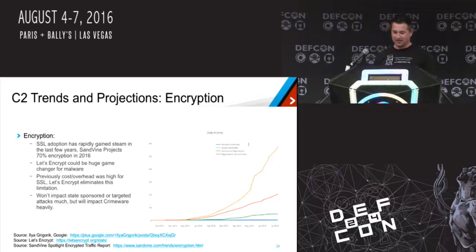Because they say, hey, I can now, in an automated fashion, get legit SSL certs that the client is going to trust for free. And I can just burn them, just like a domain name, just kind of rifle through them. So while I don't think that this will have much of an impact on state-sponsored malware, I think that especially for crimeware, it's like, why wouldn't you throw it in an encrypted tunnel and just make it that much harder for organizations to find this information?